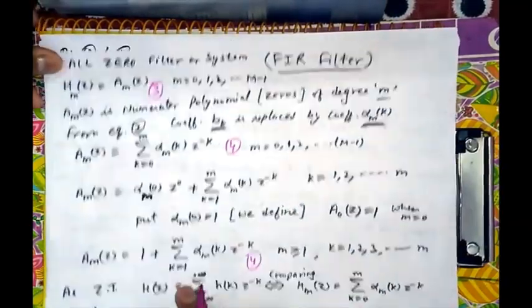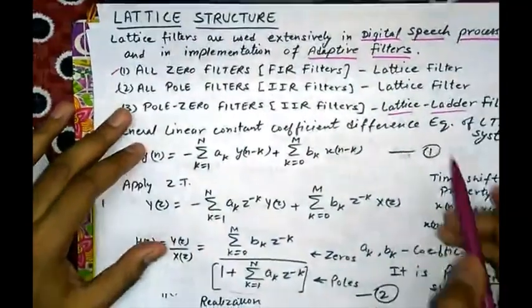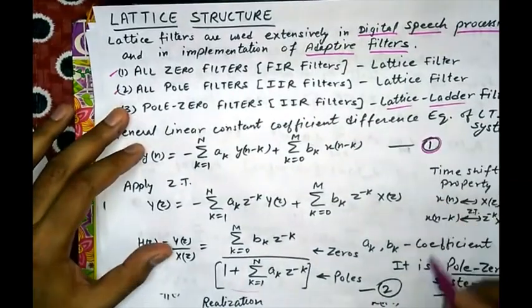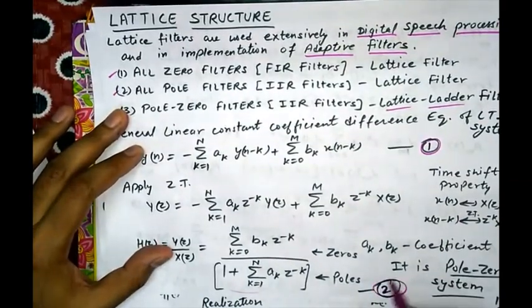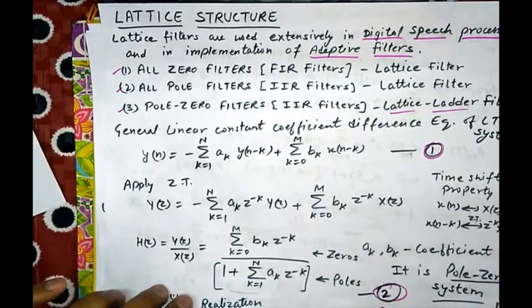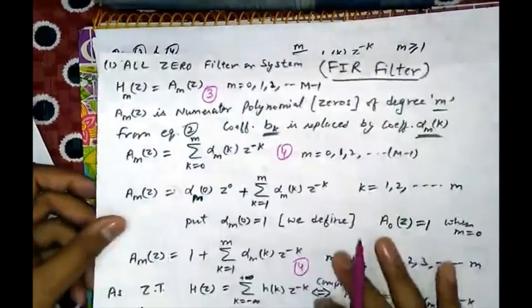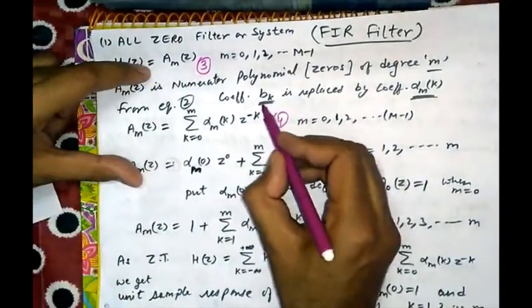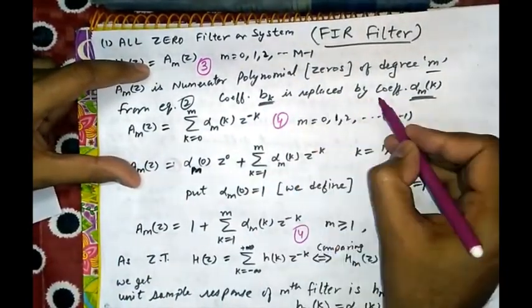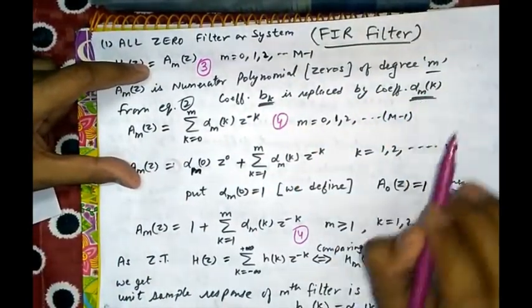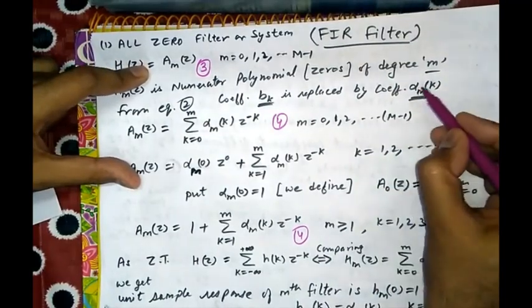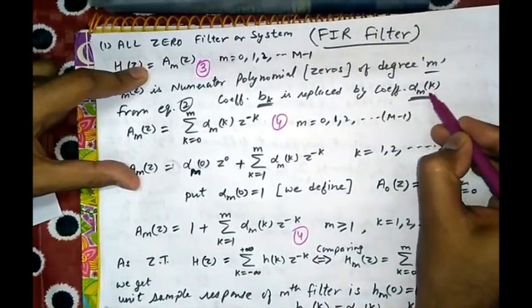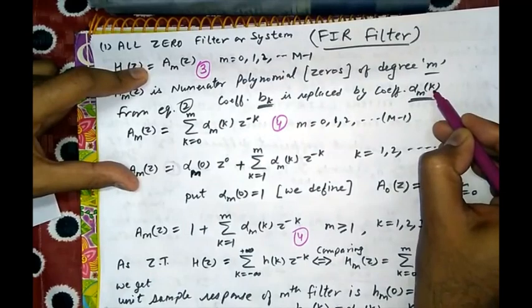From equation 2, we have to carefully write these equations because these will be used again and again. From equation 2, we can have that coefficient b_k is replaced by coefficient alpha_mk for just mathematical convenience, because we need these two variables m and k. m is the order of the filter and k is in the time domain.